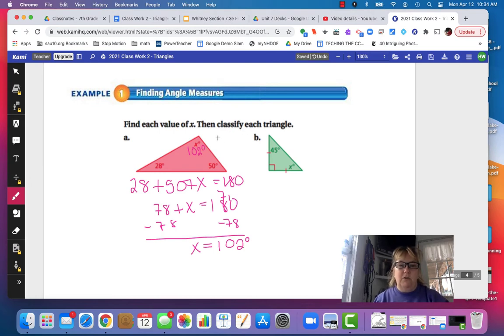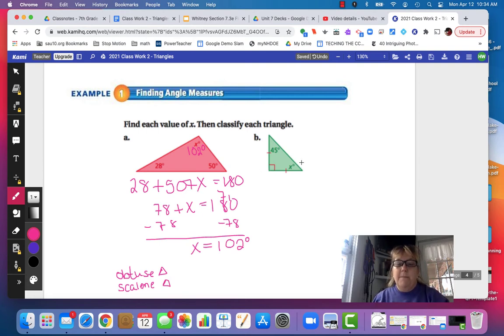If we're going to classify that triangle by its angles, it is an obtuse triangle. And since none of the sides are congruent, there are no hash lines and there's no measurement, we have to assume that it is a scalene triangle because none of the sides are congruent. If you forget what those things are, turn your notes back a few pages and you can see what it is.